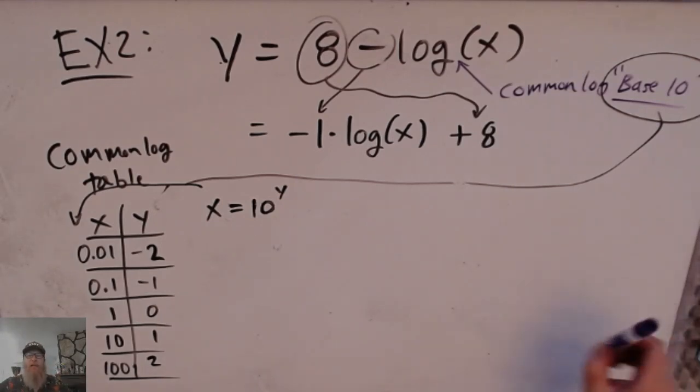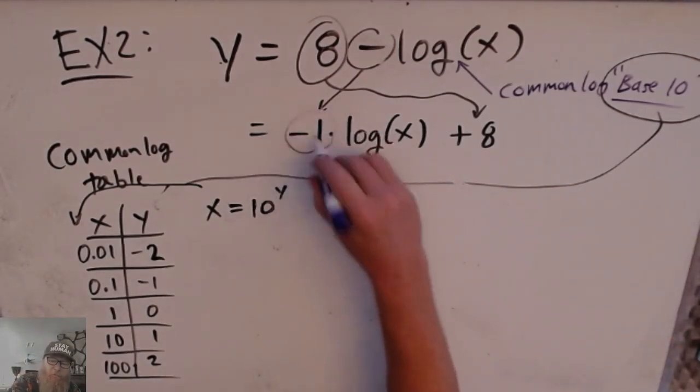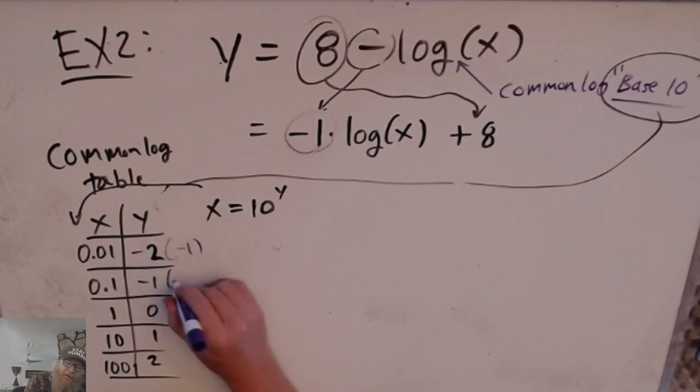All right, now we got our transformations. So we're going to multiply all the y's by -1.